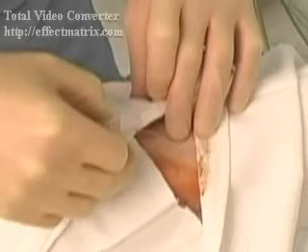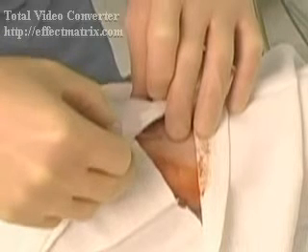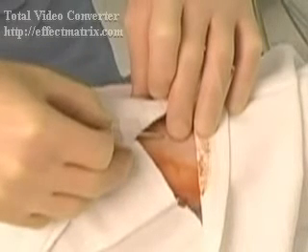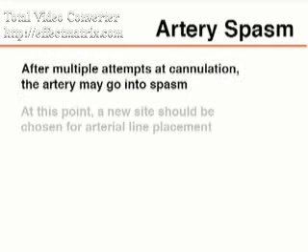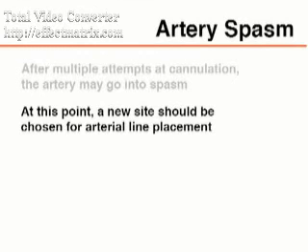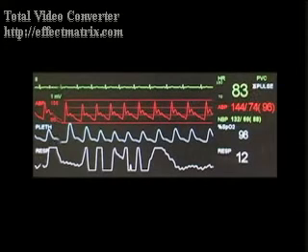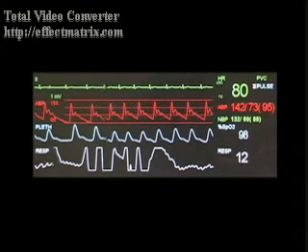In some instances, the catheter may get hung up on the skin, making it hard to advance. The risk of this can be minimized at the start of the procedure by making a skin nick using either an 11-blade scalpel or a larger bore needle. Finally, after multiple attempts at cannulation, the artery may go into spasm, which will make it nearly impossible to cannulate. In this setting, attempts at the artery should cease, and a new site should be selected. By following these steps, arterial catheterization can be a safe and effective procedure.